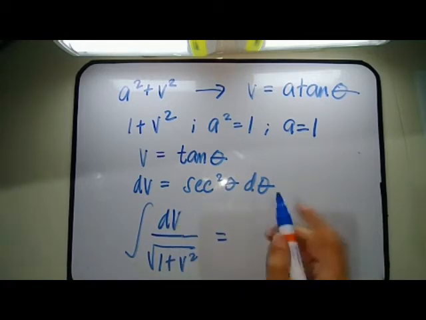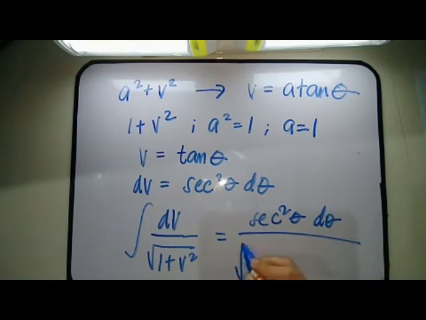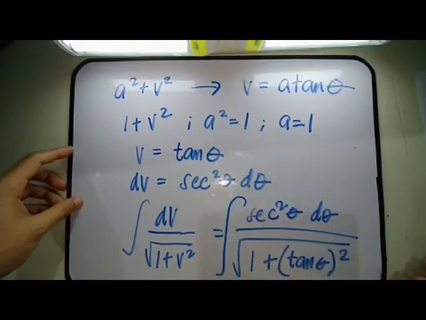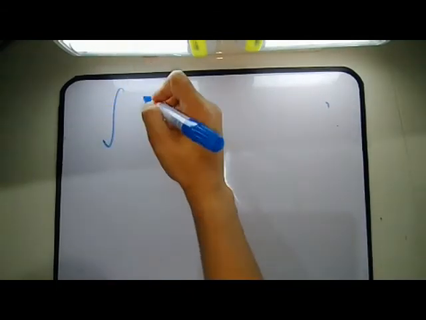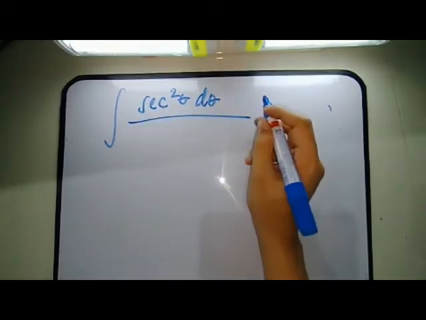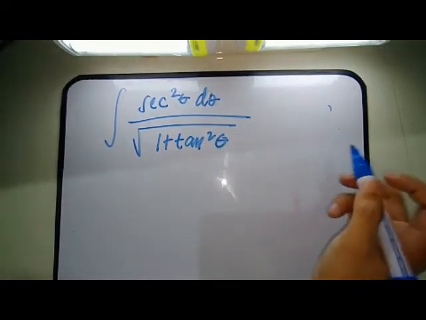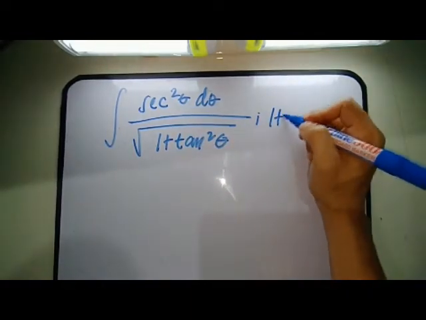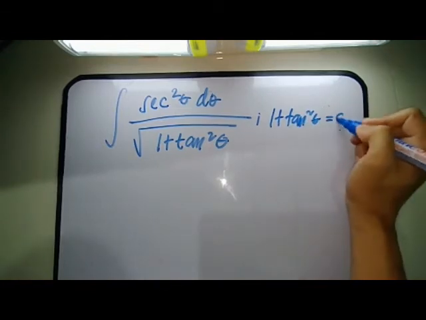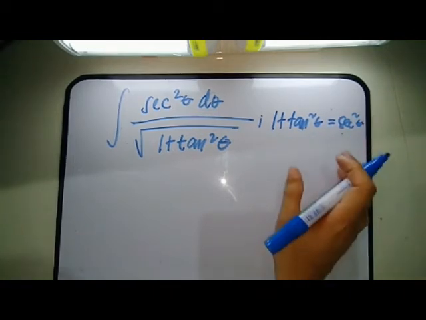So, substitute lang. So, dv, that is secant squared theta, derivative of theta all over square root of 1 plus, so v natin, that is tangent theta, so this is squared. So, simplifying, guys, we have integral of secant squared theta, derivative of theta all over square root of 1 plus tangent squared theta. But 1 plus tangent squared theta is just equal to secant squared theta by identity. So, you can prove this through trigonometry.